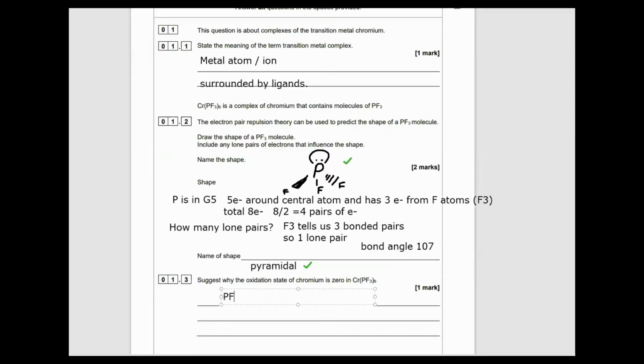Right. So now for this 1.3, we want to suggest why the oxidation state of chromium is 0 in the following molecule, which is Cr(PF3)6. And what we have to realize here is that PF3 is not charged. That means it doesn't have a positive charge or a negative charge. So overall, because the ligands aren't charged, there is no overall charge on this complex. And that's the answer to 1.3.